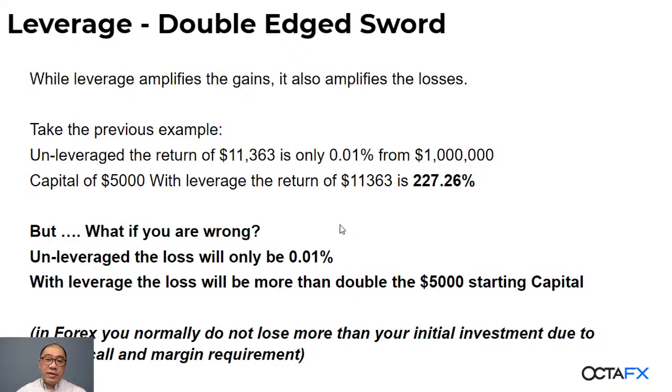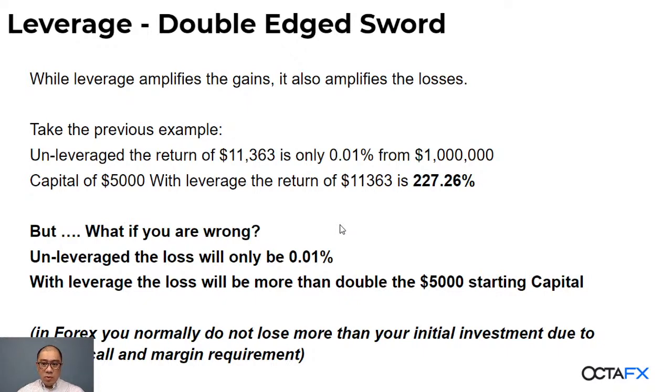If you start out with 5,000 and you earn 11,000, that would be 227.26%. That's okay if you're correct. But if you're wrong, this is going to be double your starting capital. So be very careful with this. The reason why I keep highlighting this is that the higher the leverage you use, the lower your margin is going to be, and the bigger the position that you can open with lower capital. But at the same time, if you're wrong, you're going to get wiped out pretty easily.